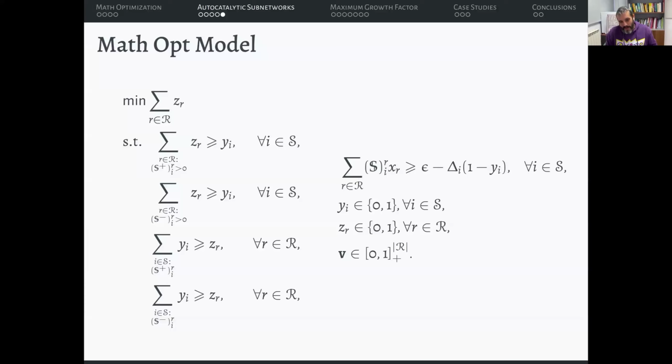And okay, this problem is difficult to solve. It's a binary optimization problem because there are conditions about the 0-1 values that can be taken by the Y and the C variables. So it's going to be difficult, but anyway, we have a way to solve the problem, at least for medium-sized CRNs.